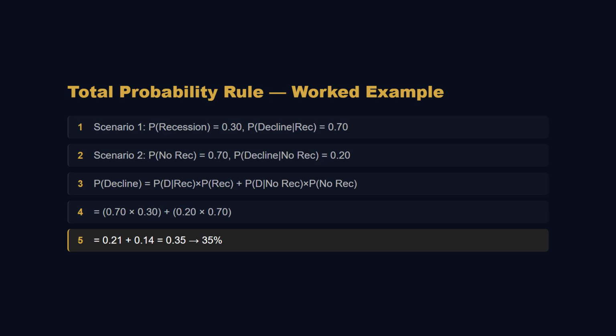That is 0.7 times 0.3 plus 0.2 times 0.7. 0.21 plus 0.14 equals 0.35. 35% overall probability of a stock decline. We weighted each conditional probability by the probability of that scenario. This is the unconditional probability.